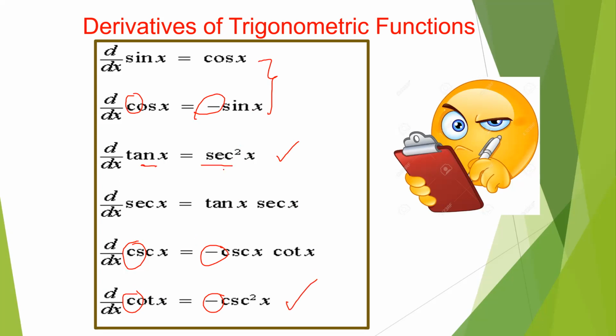The derivative of tan is secant squared. The derivative of cotangent is negative cosecant squared. And then these are also related. Again, we can write this as secant x tangent x. So these two are related with each other.